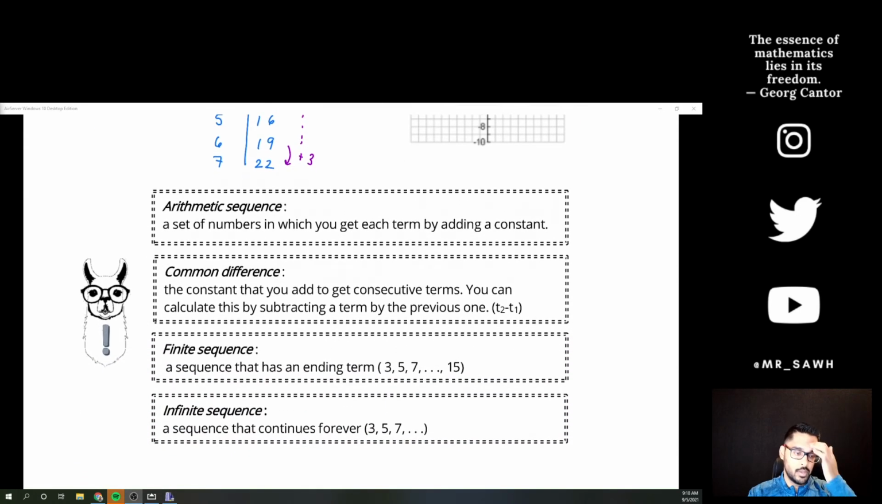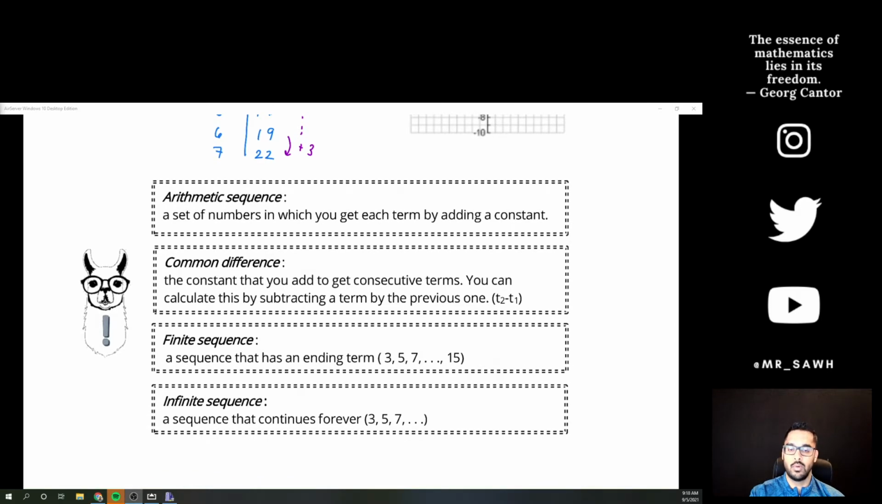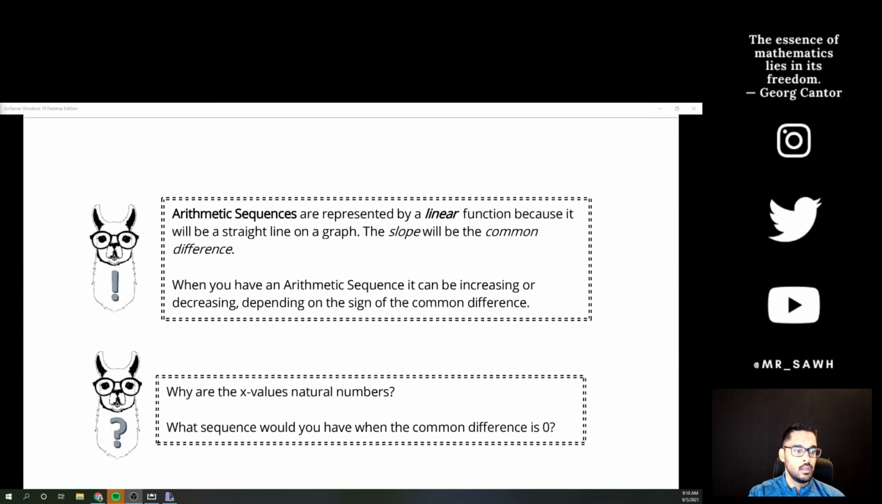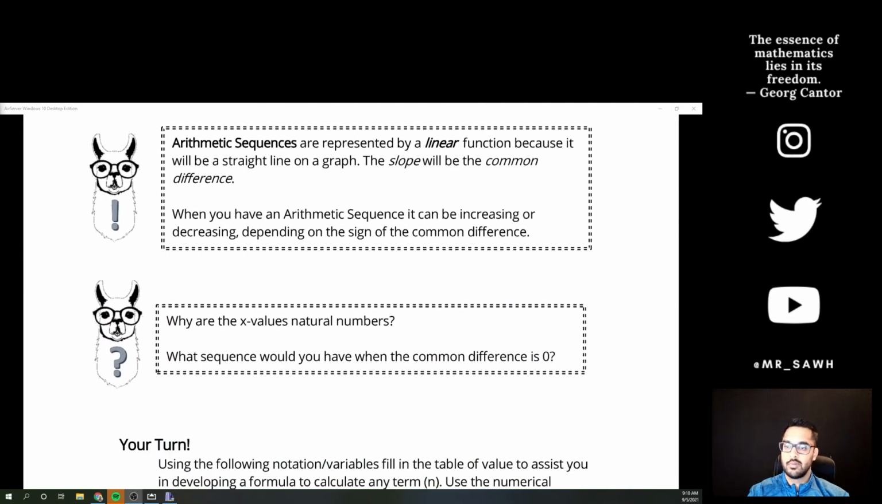We'll also talk about finite sequences, sequences that stop at a finite point, or infinite sequences. Maybe there are some things that continue forever. What does that mean? We'll talk about that too as we go further into our unit here. A couple other things before we try some examples.